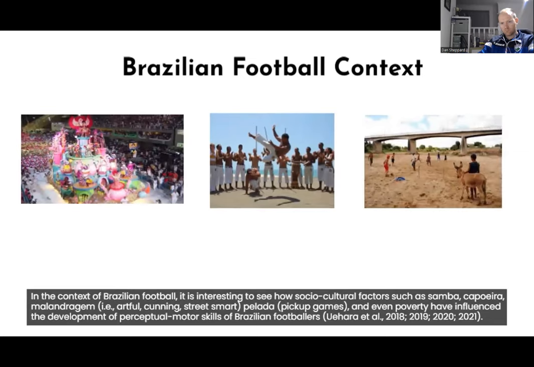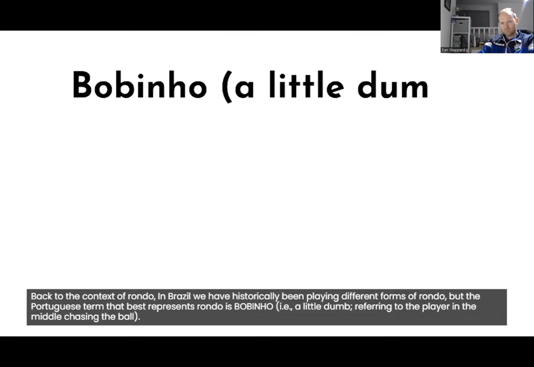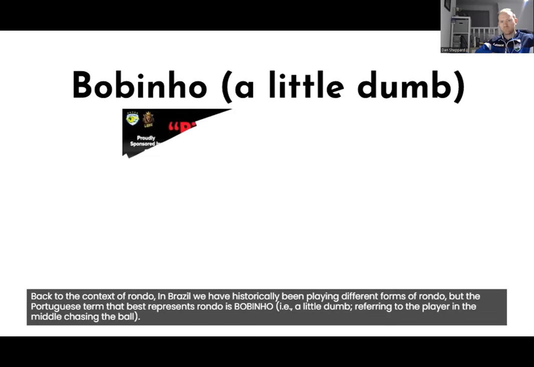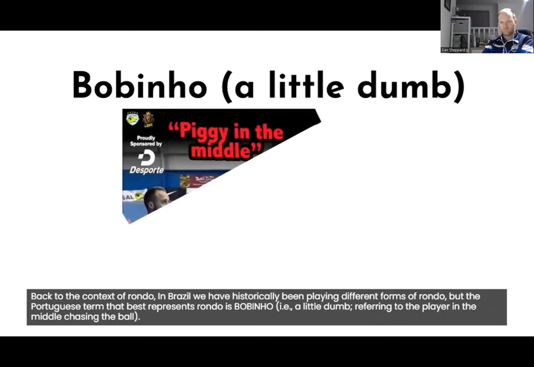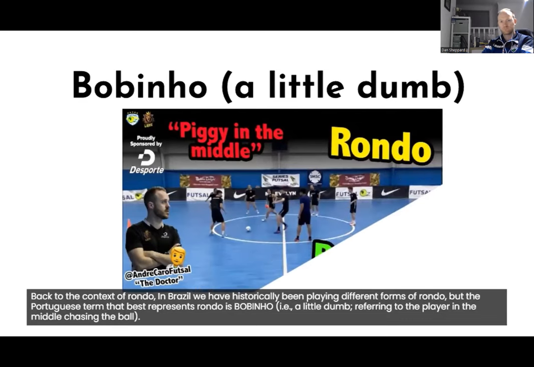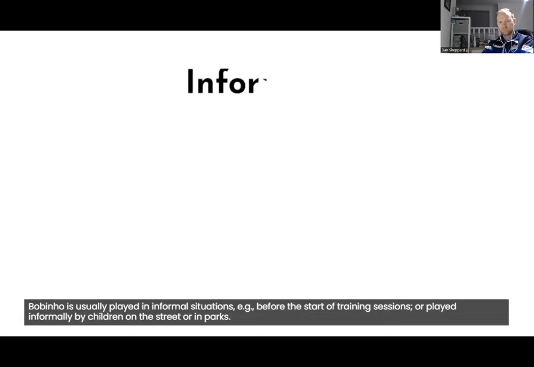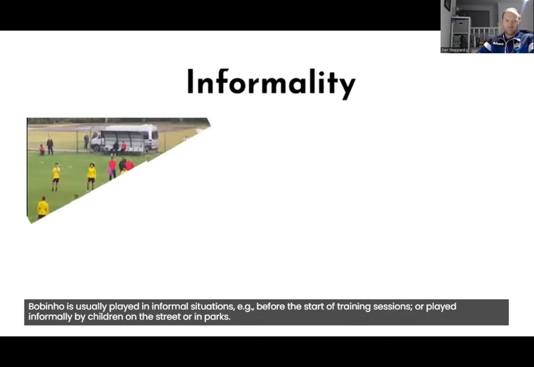Back to the context of Rondo, in Brazil we have historically been playing different forms of Rondo, but the Portuguese term that best represents Rondo is "bobinho", a little dumb, referring to the player in the middle chasing the ball. Bobinho is usually played in informal situations, for example before the start of training sessions, or played informally by children on the streets or in parks.